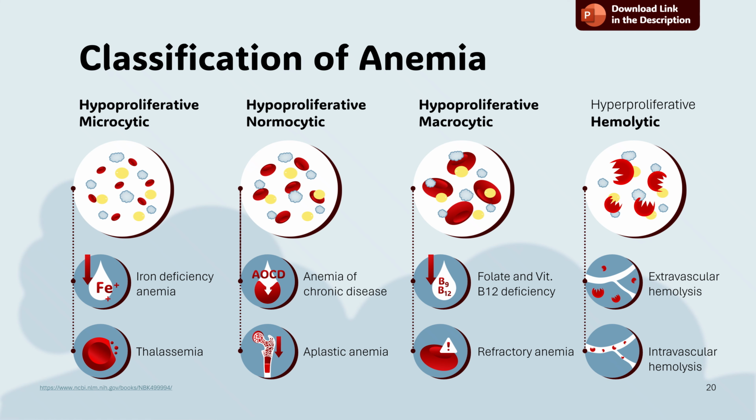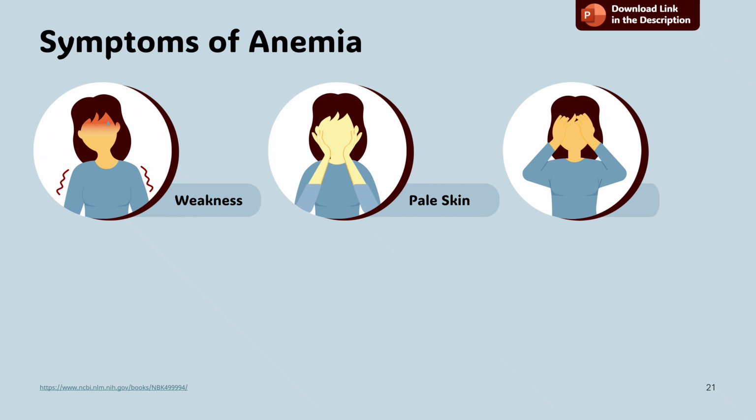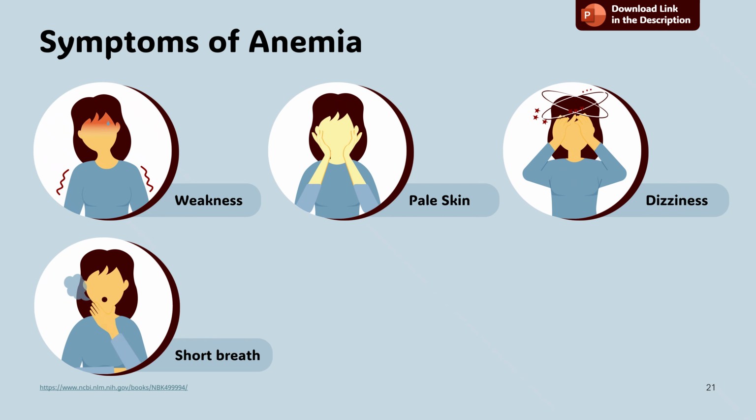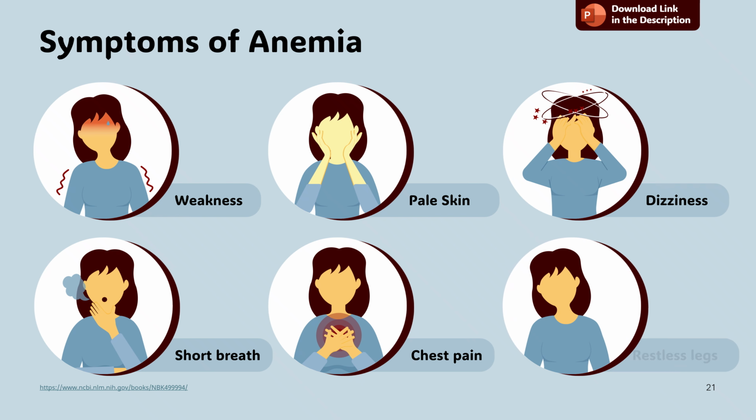Anemia presents through a spectrum of symptoms directly tied to oxygen deprivation. Early signs include weakness, the most common complaint, along with pale skin, dizziness, and short breaths. As severity progresses, patients develop chest pain resembling angina due to myocardial hypoxia. Neurologic manifestations like restless leg syndrome may also occur.